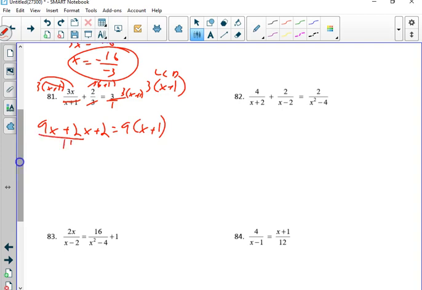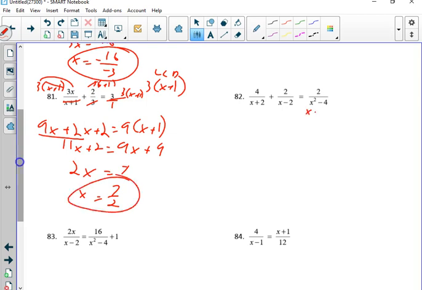This gives me 11x plus 2 equals 9x plus 9. Subtract 9x, I get 2x. Subtract 2, I get 7. Divide by 2, x is 7/2. This factors to (x plus 2)(x minus 2). So my LCD, looking at what I've got, is (x plus 2)(x minus 2).